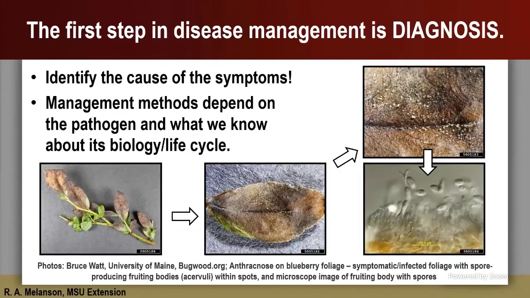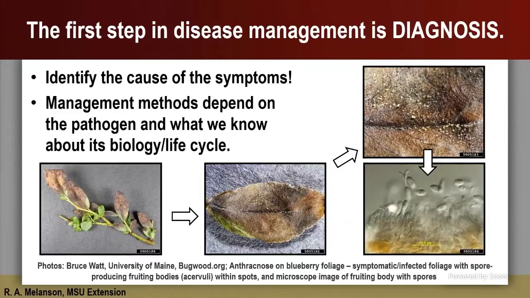So the first step, as I already mentioned, in disease management is diagnosis. You have to identify the cause of the symptoms, and then the specific management options that are effective against a particular pathogen and disease are going to depend on the pathogen that is causing that disease and what we know about its life cycle. So how that pathogen is spread, where it comes from, how it may overwinter, what parts of the plant can be affected or infected.